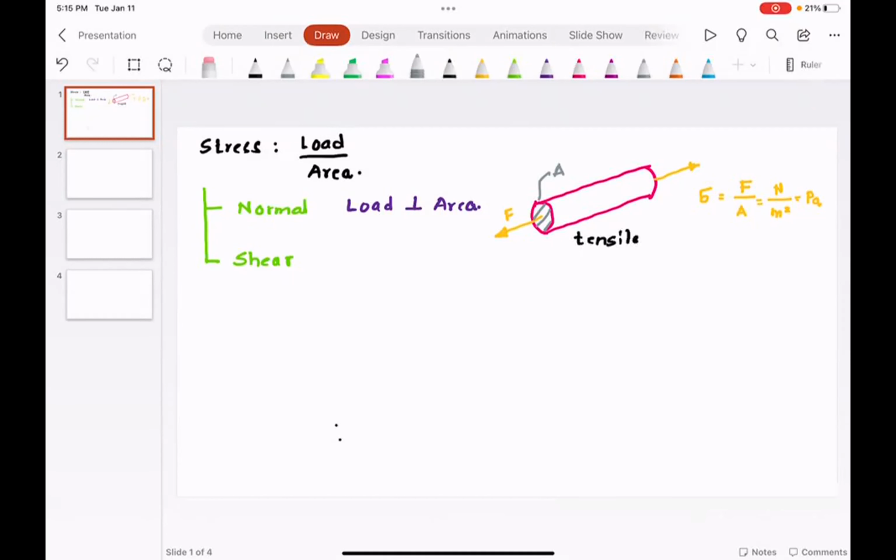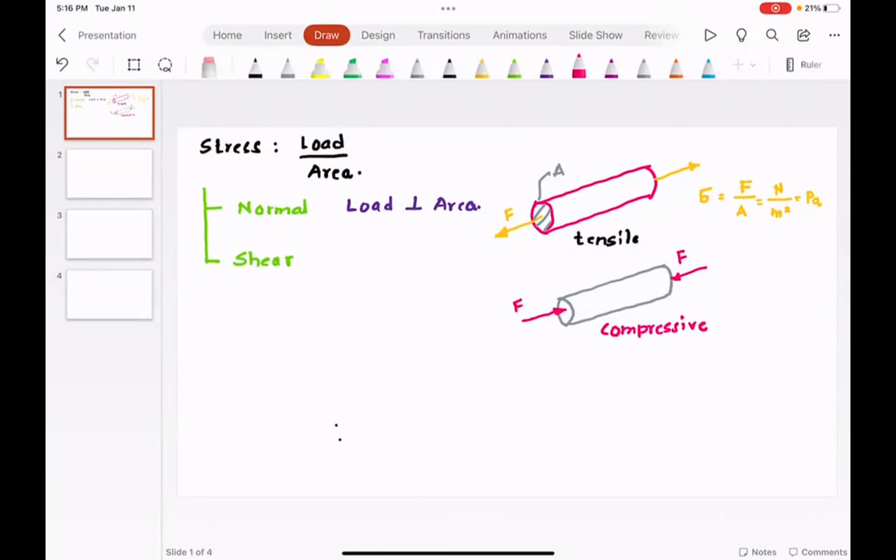Now the next question is, what happens when I reverse the direction? So this is F, and this is again the normal stress, okay? But here the load is compressing the rod. So this is compressive. So the key takeaway here is, in both the cases, you have the load that is perpendicular to area.